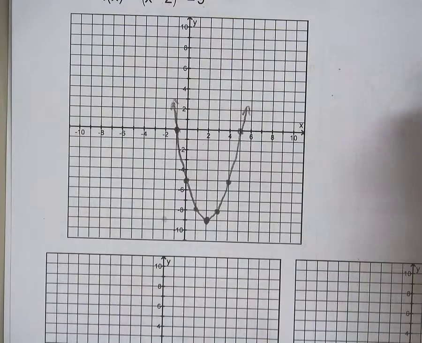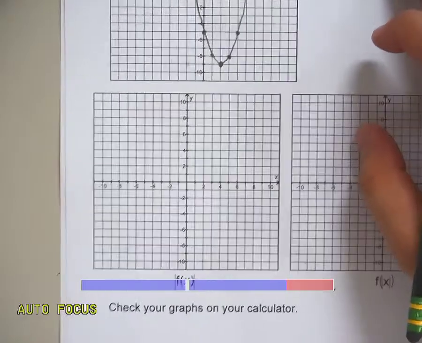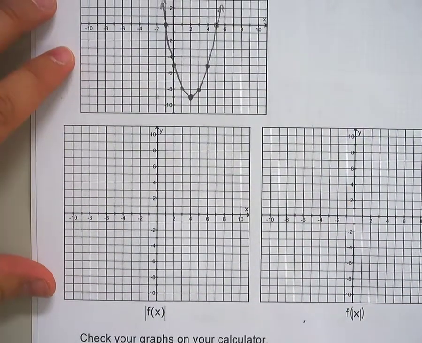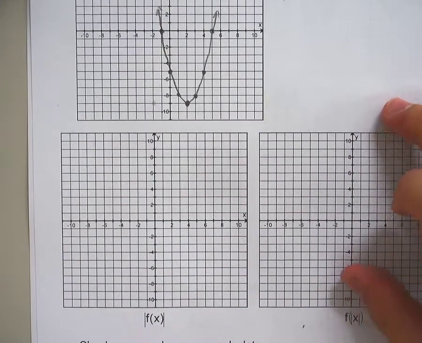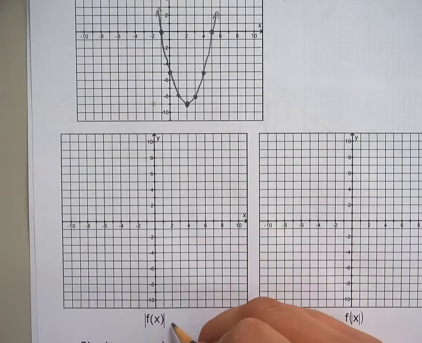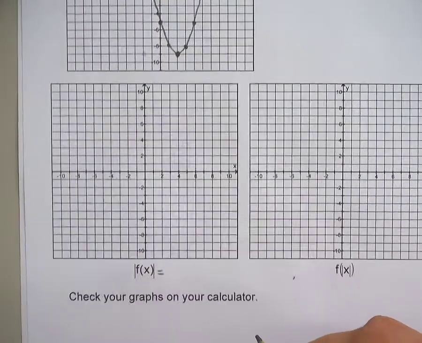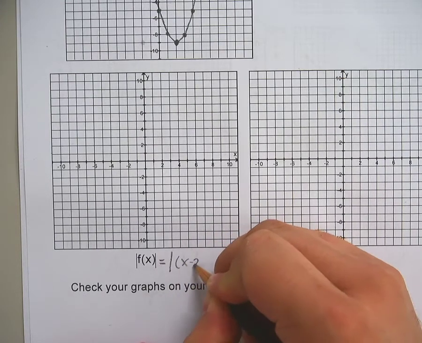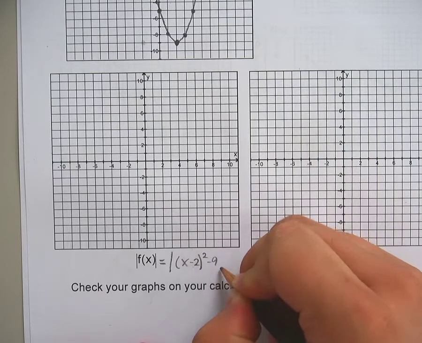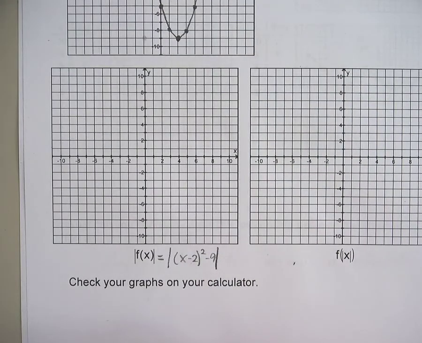All right. And then down on the bottom, it wants us to graph the absolute value of f of x, and it wants us to graph f of the absolute value of x. All right, so for starters here, the absolute value of f of x is the absolute value of, parentheses, x minus 2 squared minus 9. It's the absolute value of everything. So anything that is below the x-axis is going to be flipped up. All right, anything below the x-axis is going to be flipped up.